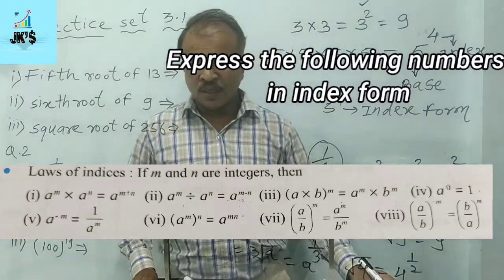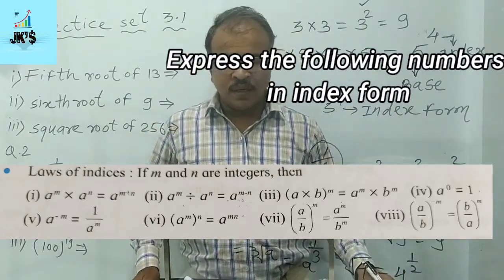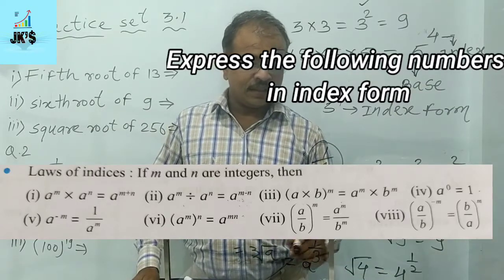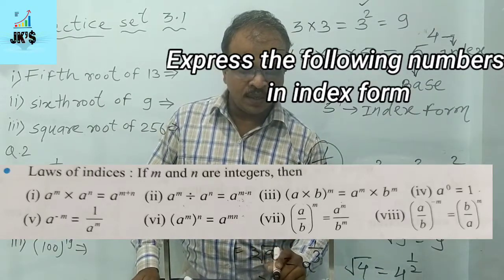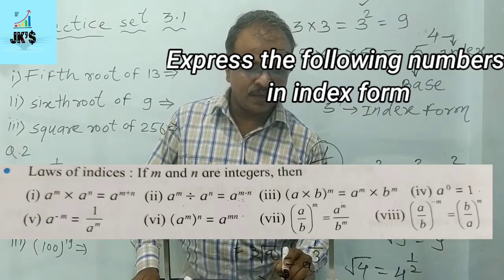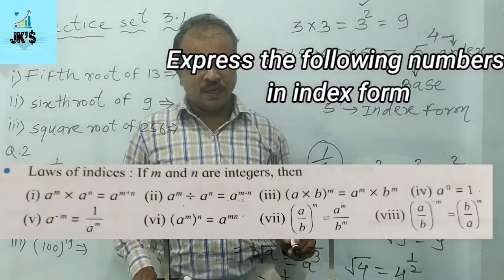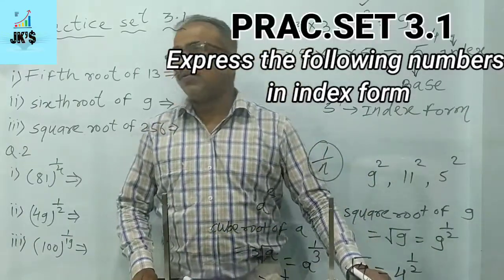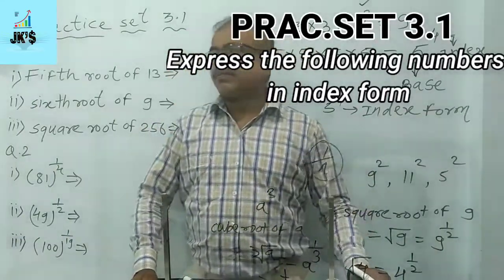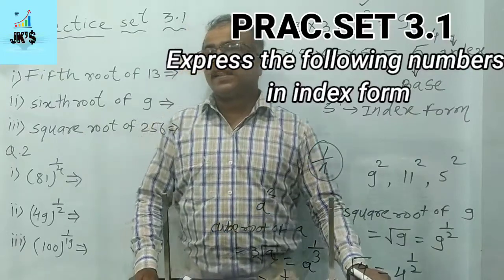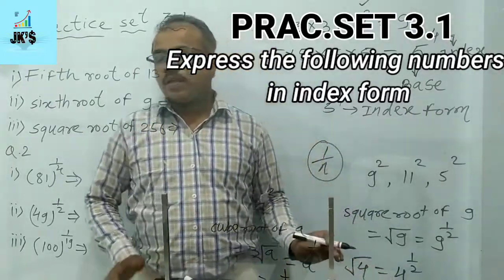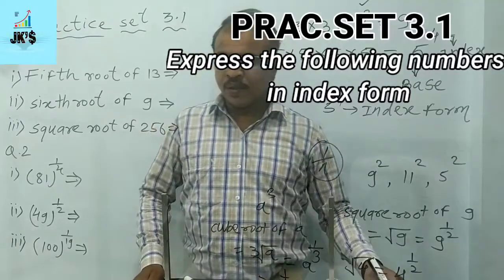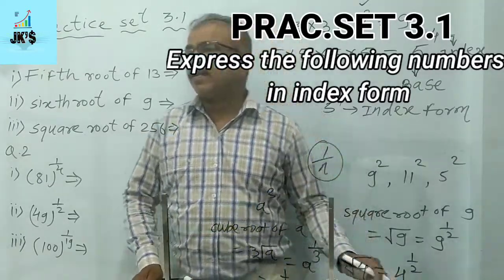Generally, the nth root of a is expressed as a to the power 1 by n. A to the power 1 by n. Okay. Now we take practice set 3.1. The question first. Listen. Express the following numbers in index form.